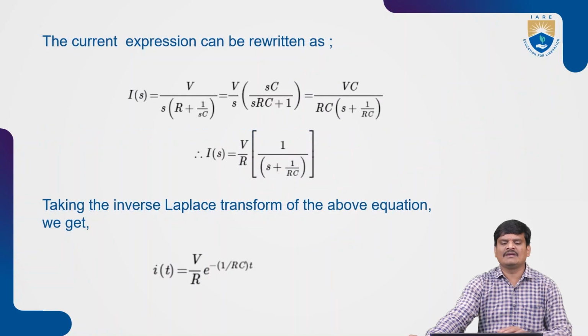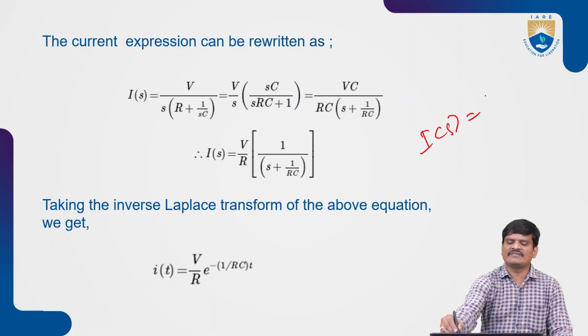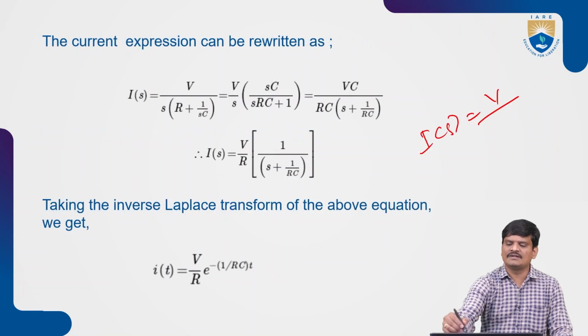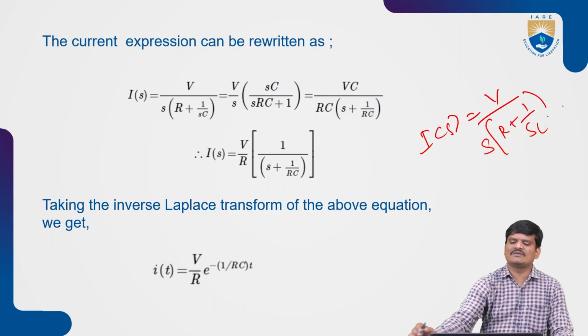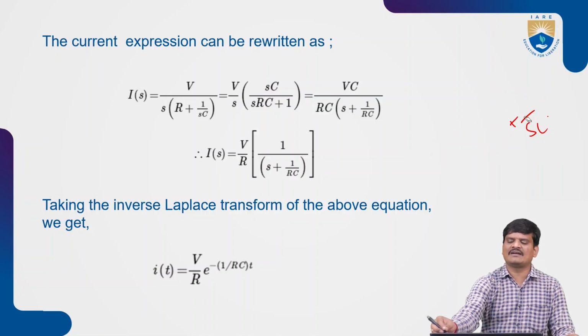I am trying to reframe the expression of the current obtained earlier, I of S equal to V by S into R plus 1 by SC, by placing this particular expression at the start. In order to calculate the total response of the current in the time domain, I need to apply the inverse Laplace transform. If I want to apply the inverse Laplace transform, first I want to make it into a standardized format. So in order to do that, I am reframing the given expression of the current like this.